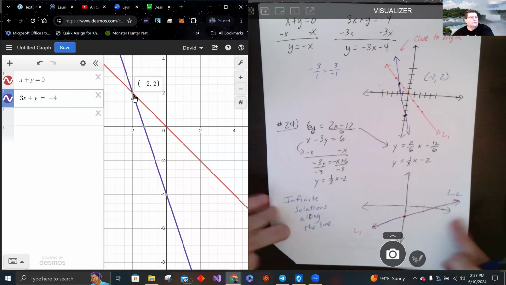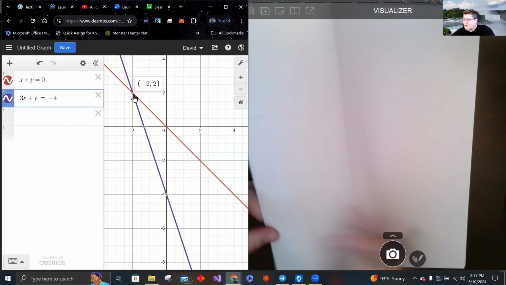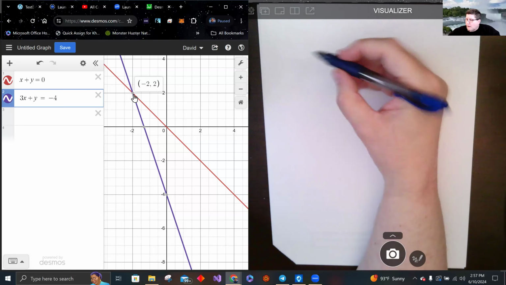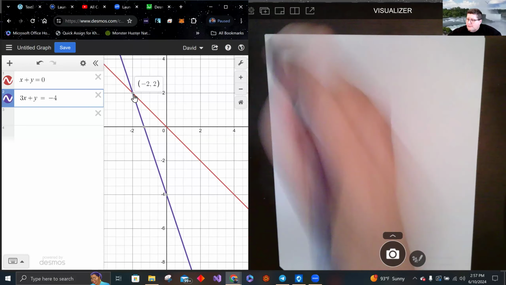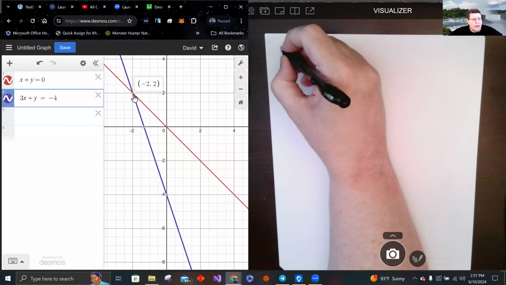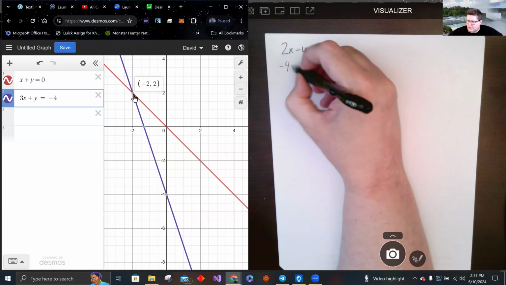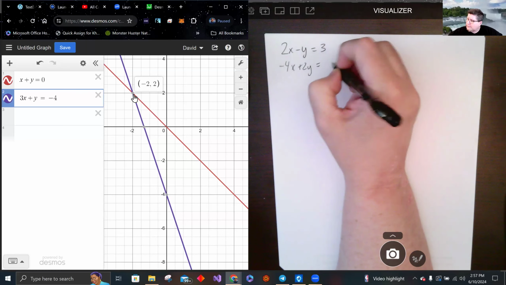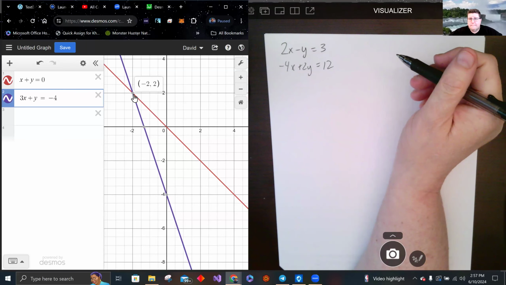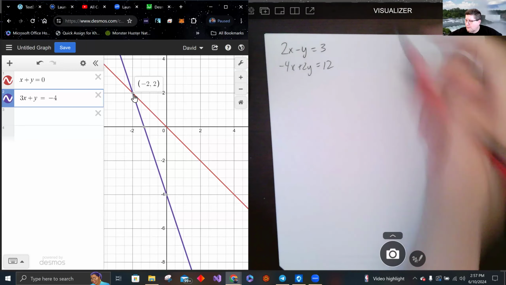All right. Let's do one more. Why don't you guys give this one a try? Now that you've seen what's going on, a few ones. 2x minus y equals 3, and negative 4x plus 2y equals 12. All right, I will assume you did.